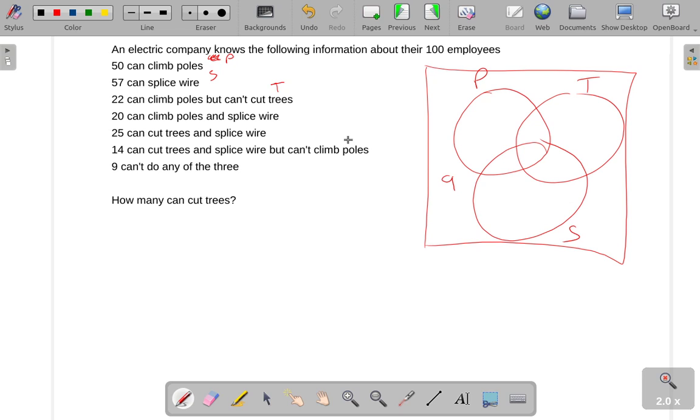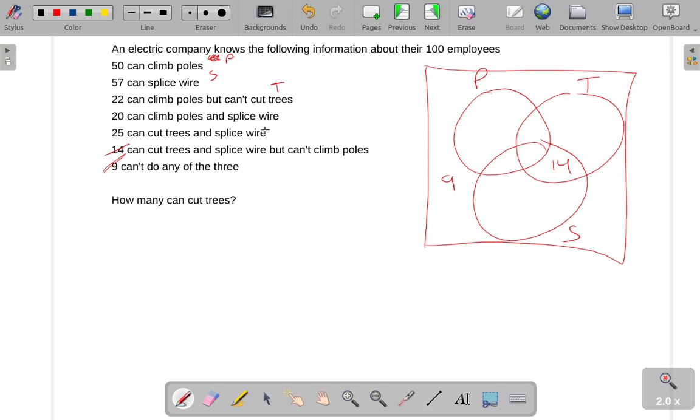Let's see, is there anything that refers to all 3? Oh yeah, this one refers to all 3 as well. They can cut trees and they can splice wires, but they can't climb poles. So they can cut trees, so they're within trees. They can splice wires, so they're within here, but they can't climb poles. So that means we're actually talking about this region right here. And of course there's only one unknown there because it's only the one region. So we can just go ahead and write 14 in there.